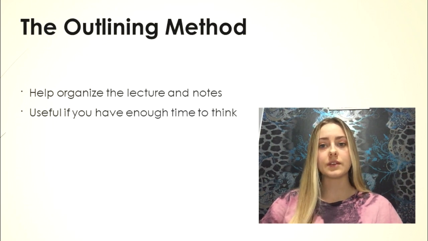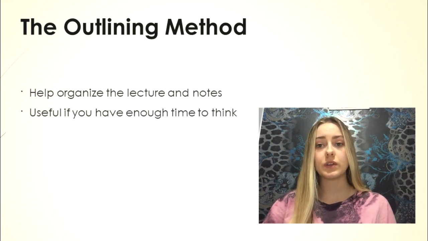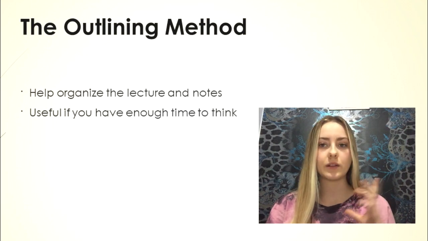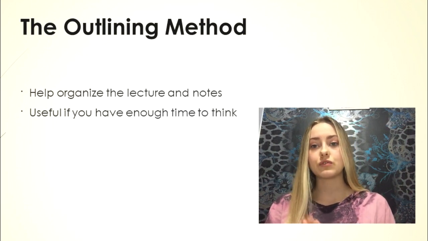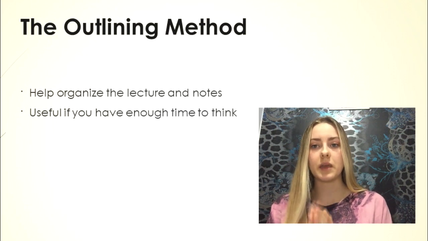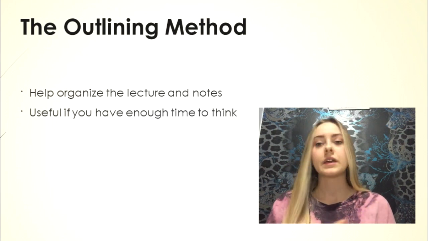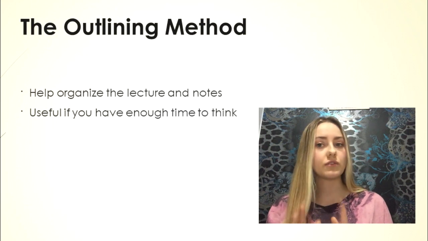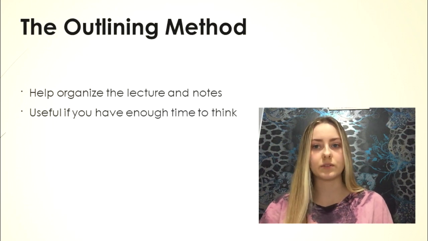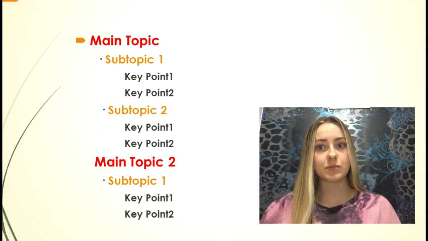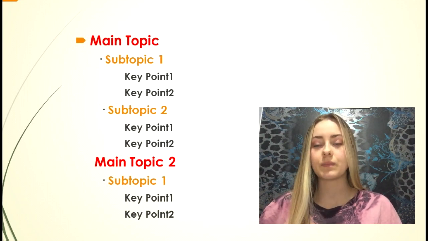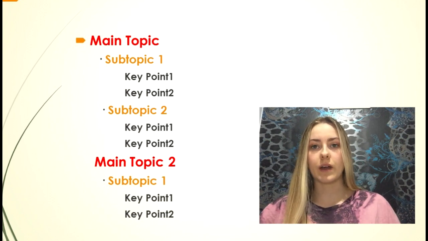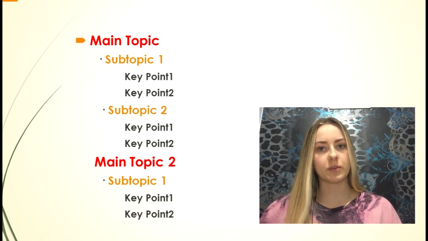You should know that this outline method is useful if you have enough time to think during a lecture. The first step is to write a main topic at the top of your paper but on the left side, and after the main topic all information will be more detailed. Then you should write subtopic 1 and of course key points for your subtopic. Also, you should know that the level of importance of each piece of information will be indicated by distance away.